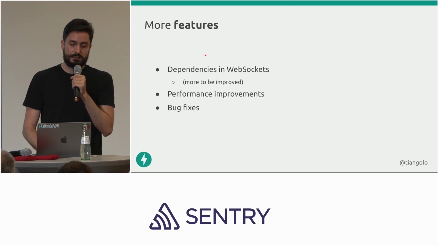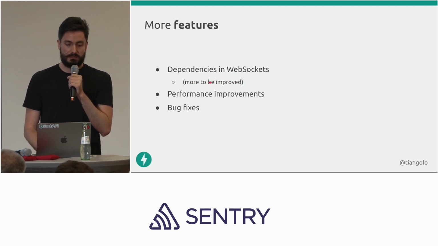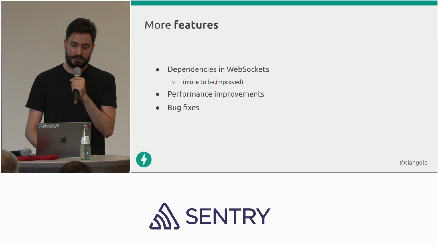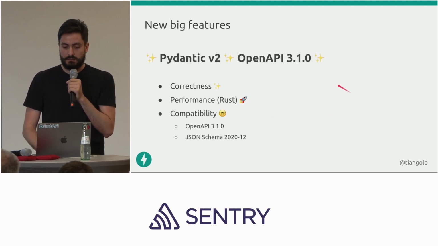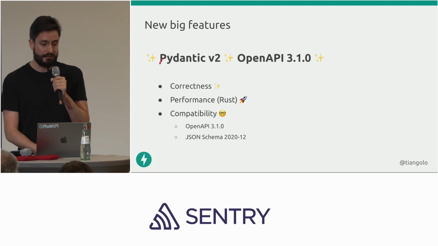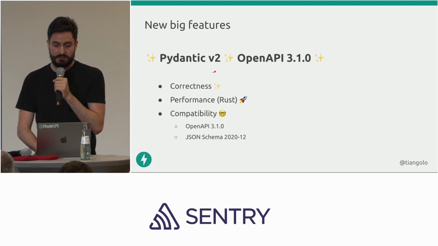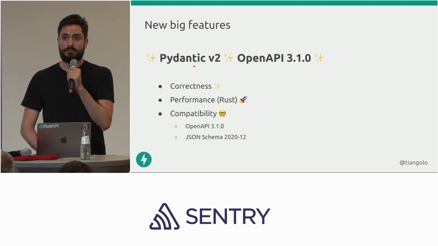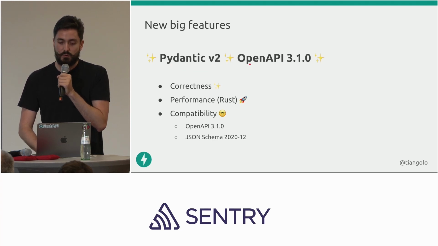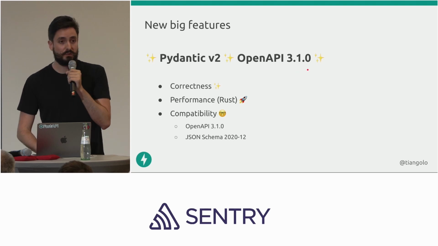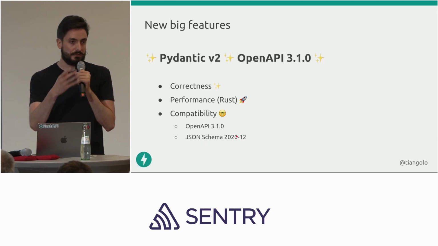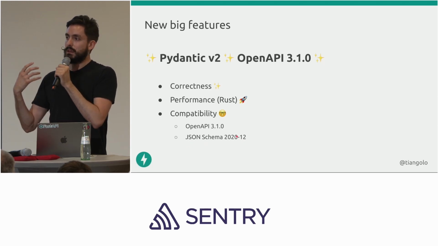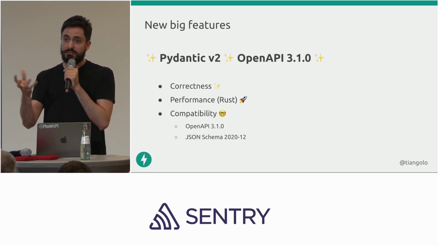There's a bunch of other features, like dependencies in WebSockets, that also had some things to be improved, but now there's support for that. A bunch of performance improvements, a bunch of bug fixes. The new big features are Pydantic version 2, which was rewritten in Rust, and we're going to hear a bunch about that from Samuel himself. We also have support for OpenAPI 3.1.0, which is the latest version. This is compatible and based on the latest JSON Schema, which means that you just have the latest versions of the standards.